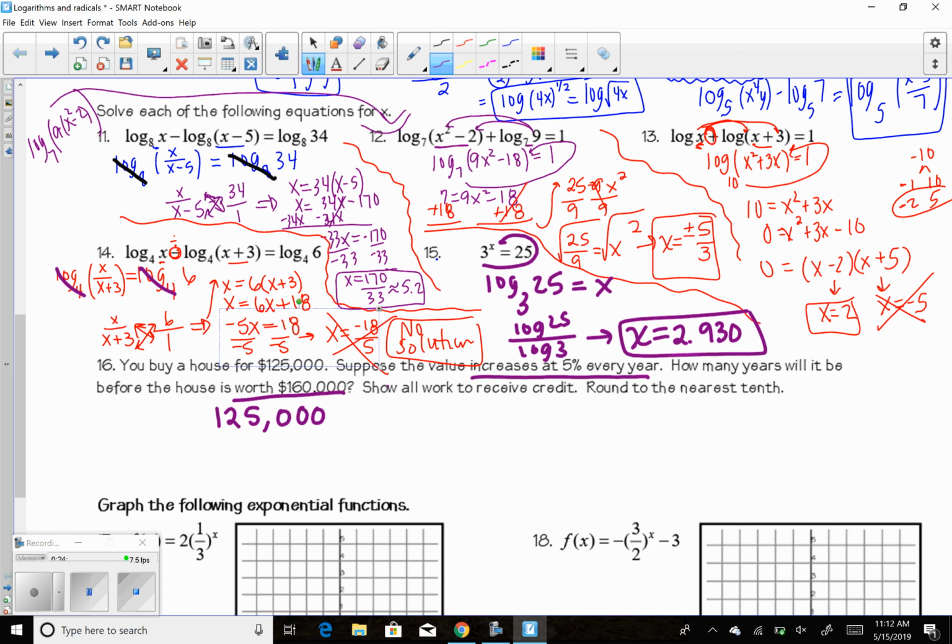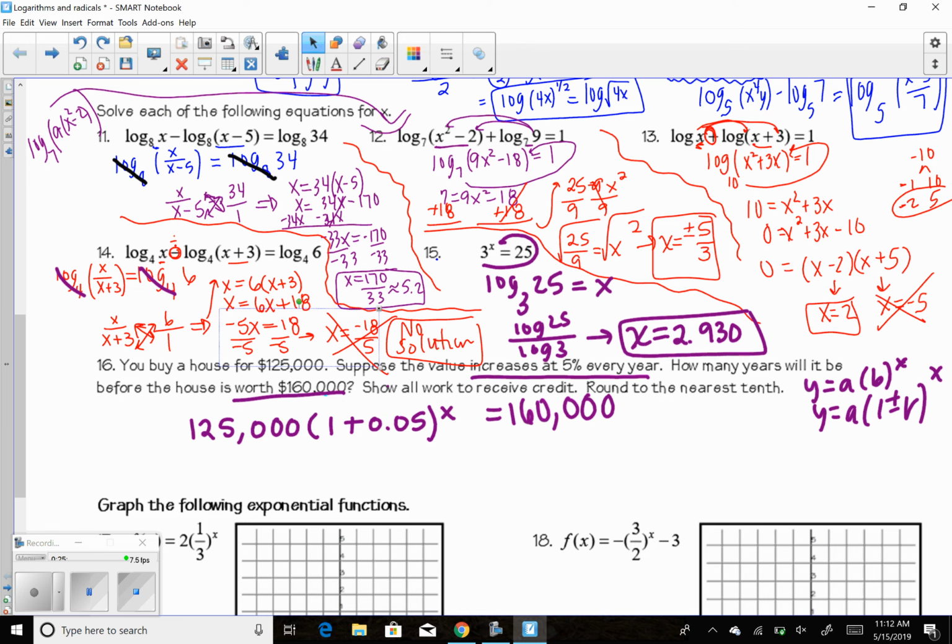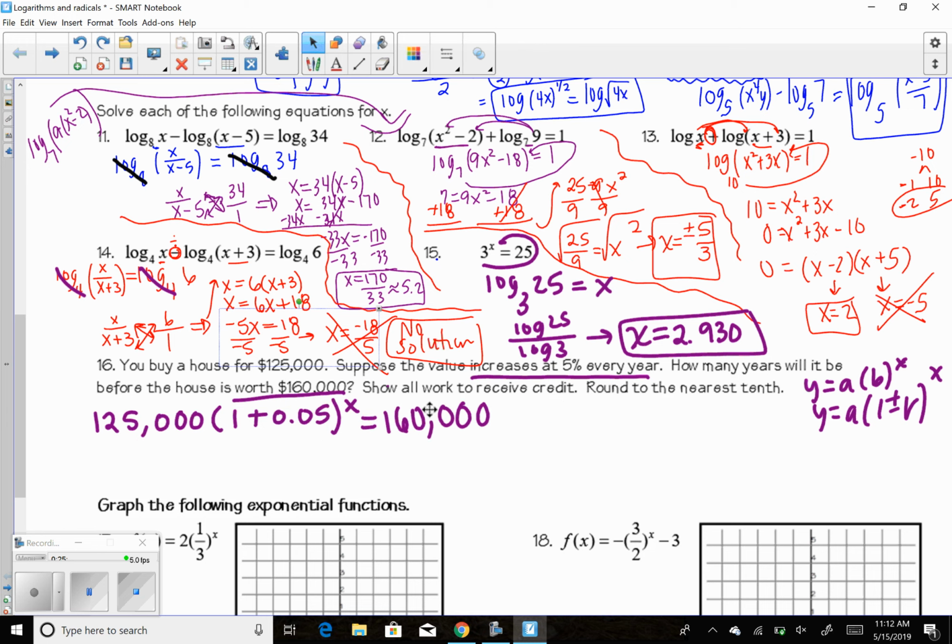It increases 5%. That's 1 plus 0.05. Because remember, you have y equals a times b to the x, and then there's also a times 1 plus or minus r to the x. Increase by percent is the plus r, decrease by percent is minus r. And I want to know how many years x is it going to be before the value is $160,000. I'm going to move this over here so I can solve it. So that's the equation that you are working to solve.